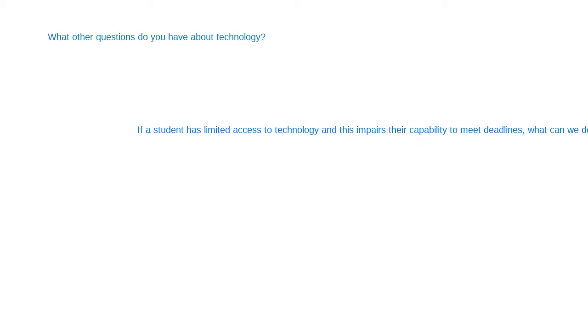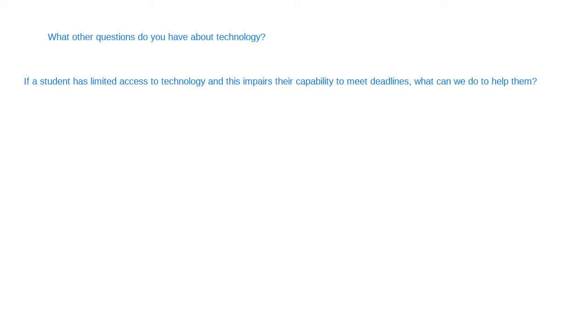Okay, and so as it relates to technology, if a student has limited access to technology and this impairs their capability to meet deadlines, what can we do to help them? It's about understanding the instructor's expectations for the various circumstances that students have.